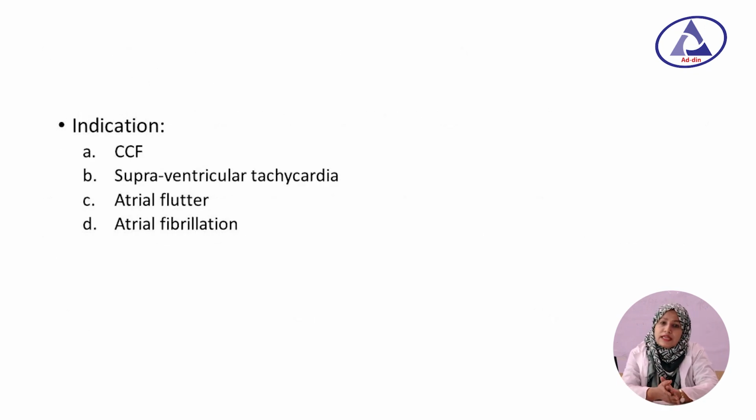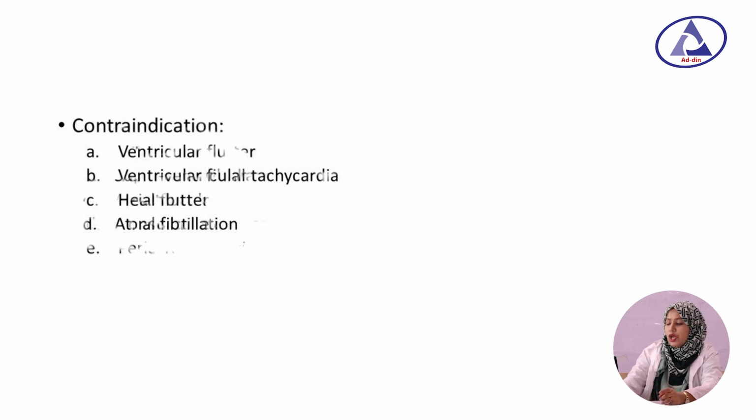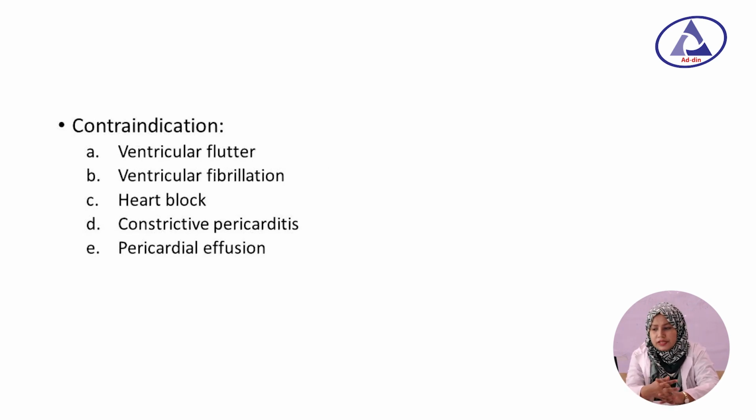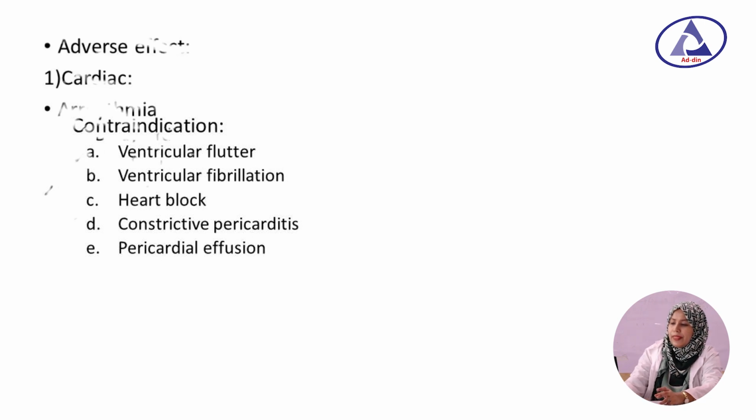Now, what are the indications of digitalis? The indications are number 1, congestive cardiac failure, number 2, supraventricular tachycardia, number 3, atrial flutter and atrial fibrillation. On the other hand, the contraindications are ventricular flutter, ventricular fibrillation, heart block, constrictive pericarditis and also pericardial effusion.